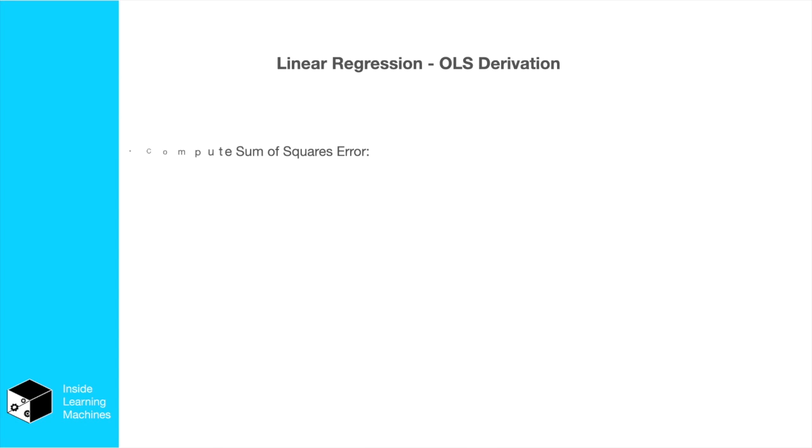So now what we're going to do is we will compute the sum of squared error. And that is given here. So sum of squared error is just the sum over the squared error terms. Now if we rewrite that in terms of vectors, what we have here is the transpose of the error vector multiplied by the error vector.